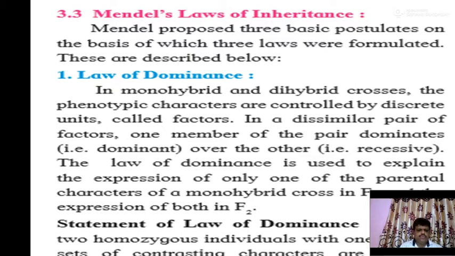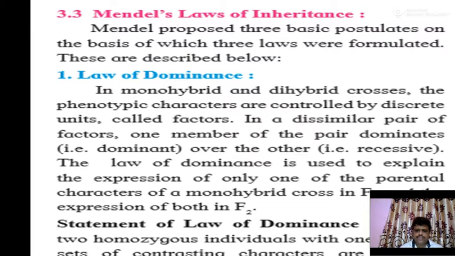In a cross between the two pure parents for any pair of contrasting characters, the character which appears in the F1 generation is called the dominant one and the other one is called the recessive one. So, as I said earlier, according to Mendel, each character is controlled by a pair of factors or genes. And when it is a pair of dissimilar factors, only one factor expresses its trait in the F1 generation, which is called the dominant one, and the other one is called the recessive one.